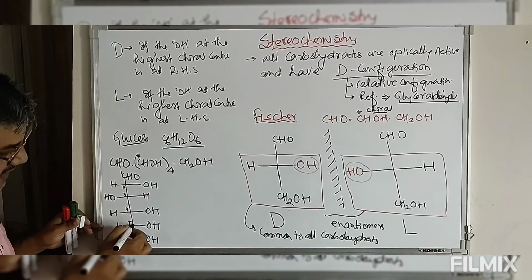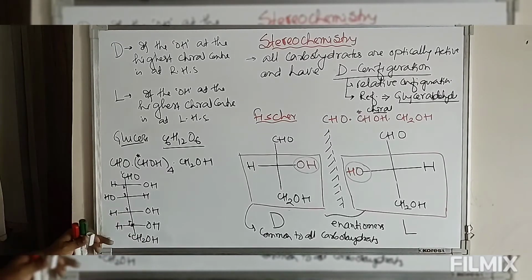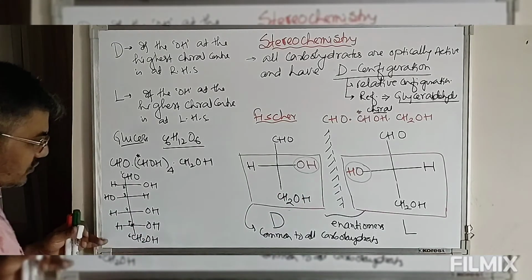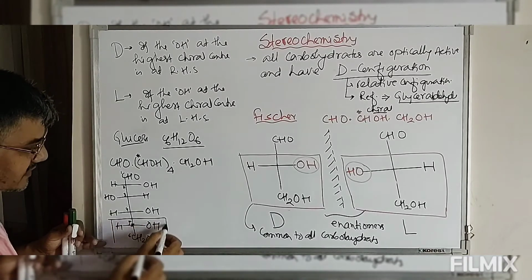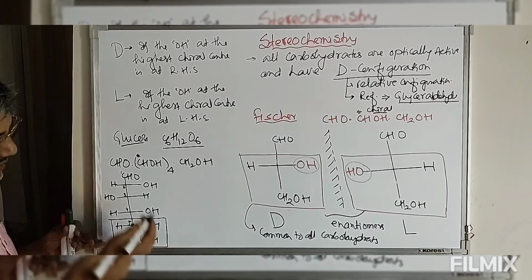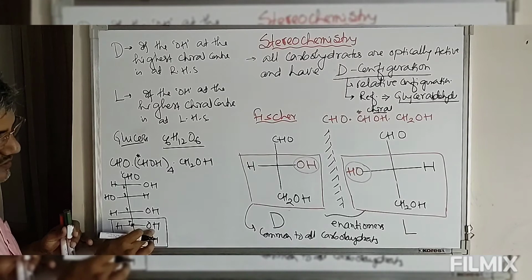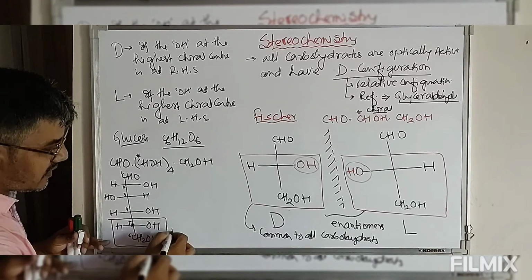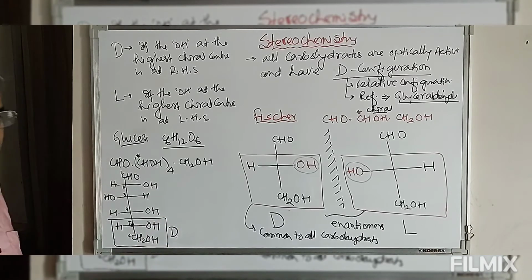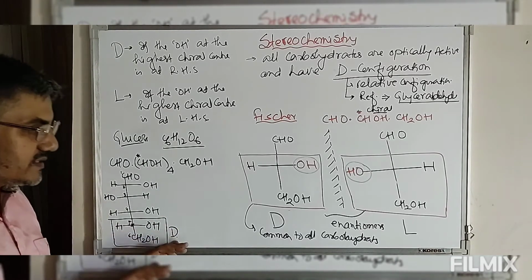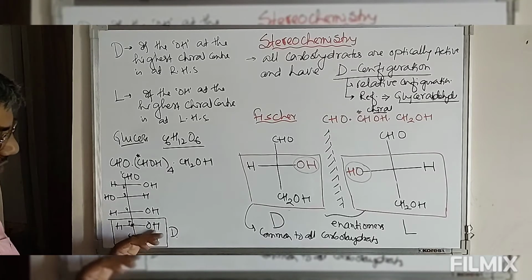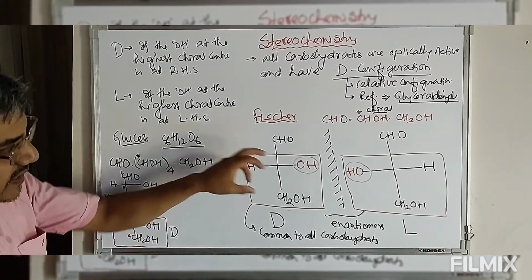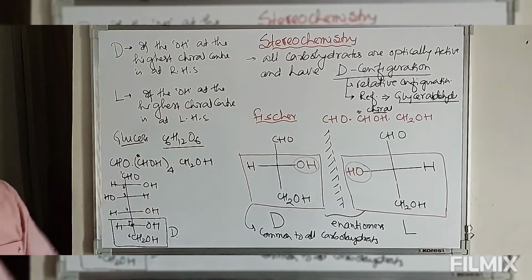So look at this. This is the highest chiral center. In this highest chiral center, we have the configuration of the glyceraldehyde. In this highest chiral center, the OH is on the right hand side. So we say this is D-glucose. So if I say D-glucose, it means the OH on the highest chiral center is on the right hand side, as we have seen in case of glyceraldehyde.